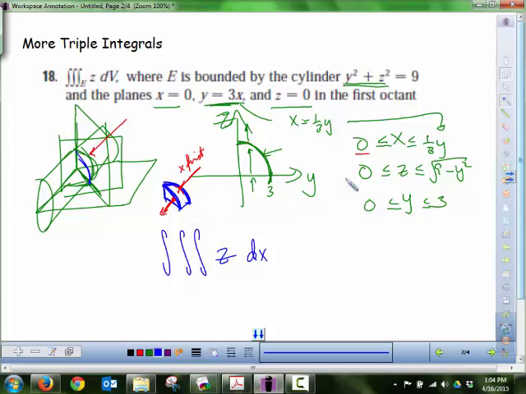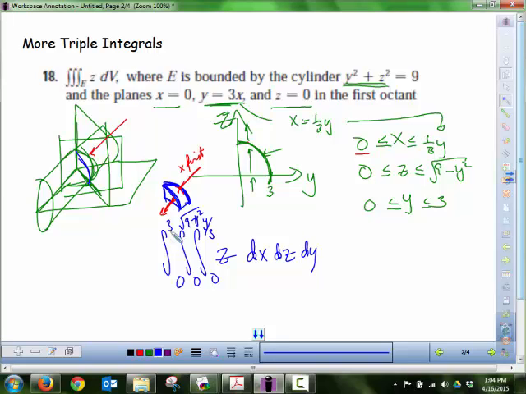You can do it another way, but this is probably the easiest way. So dx goes from 0 to y over 3. dz goes from 0 to the square root of 9 minus y squared. And dy goes from 0 to 3. Okay, I think this is easy enough to integrate. You guys can deal with this.